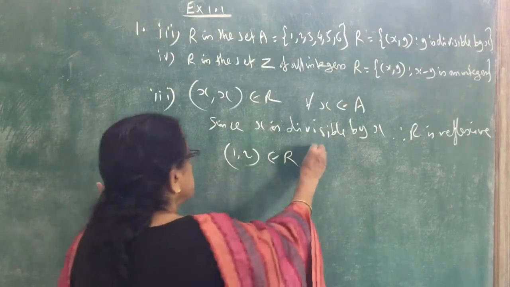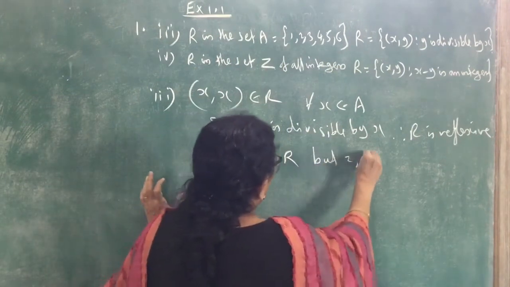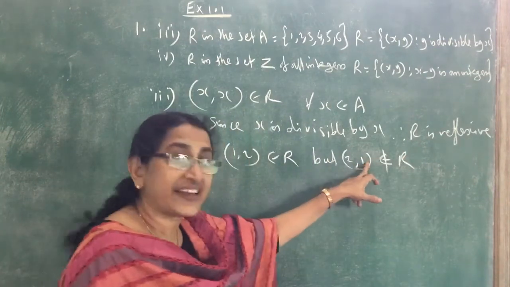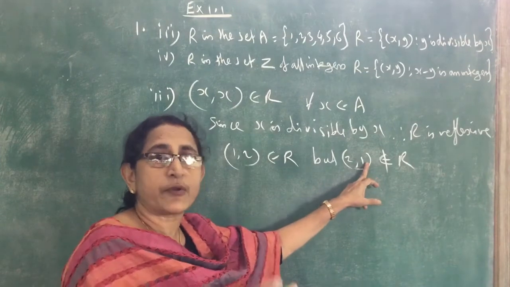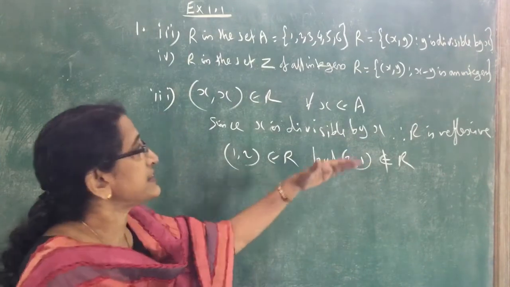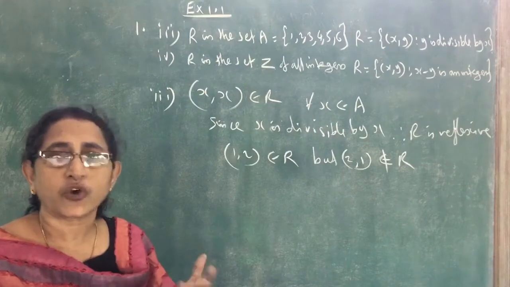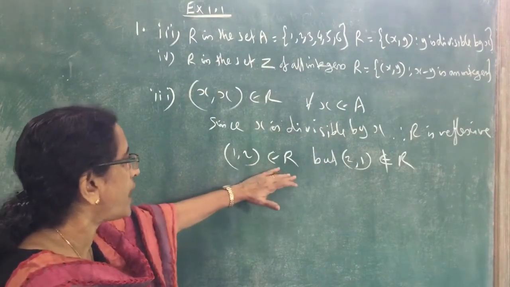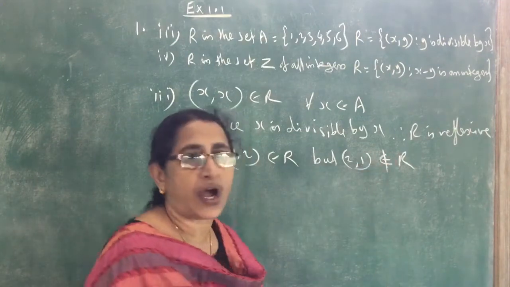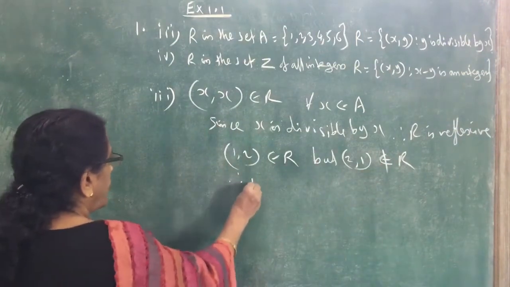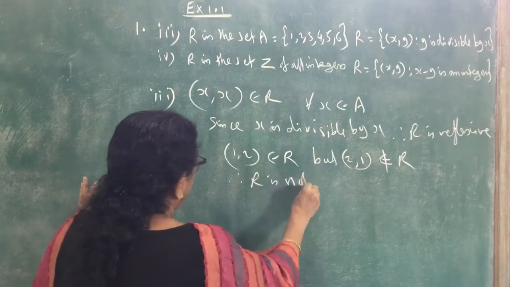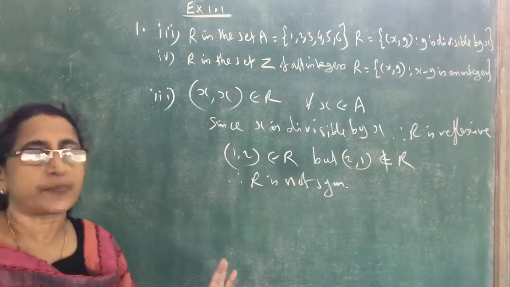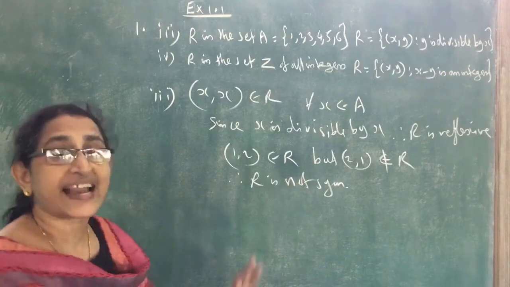But (2, 1) is not an element of R, since 1, the second element, is not divisible by 2. So to show it is not symmetric, we can show it with one example. Here (1, 2) belongs to R, but (2, 1) does not belong to R. Therefore, R is not symmetric. So you only have to show one example if it is not symmetric.